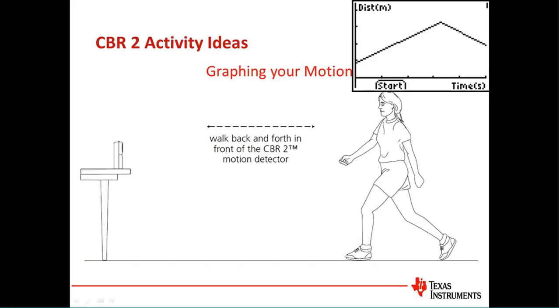So if you start close to it and then you walk backwards, the distance between you and the sensor increases. And if you walk back closer towards it, the distance decreases, and then you get that graph there. Of course, that brings in more ideas about, okay, how are we graphing position versus time? And then you can extend that discussion over to looking at velocity, acceleration, etc.